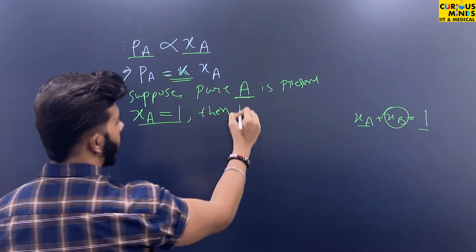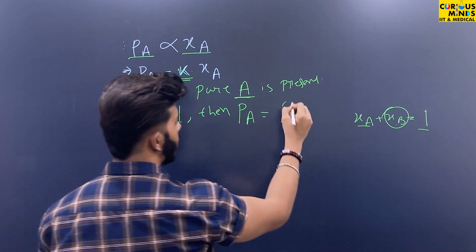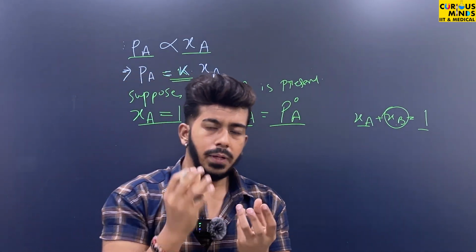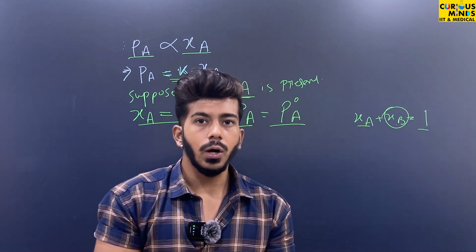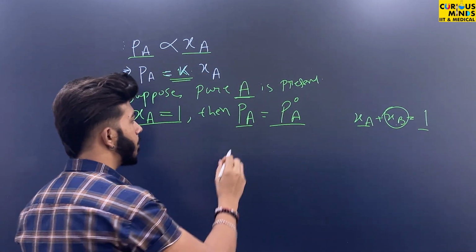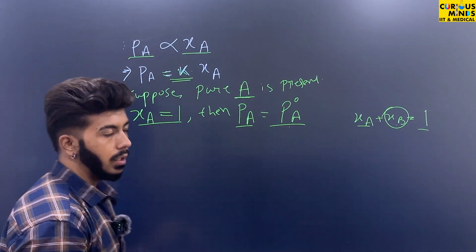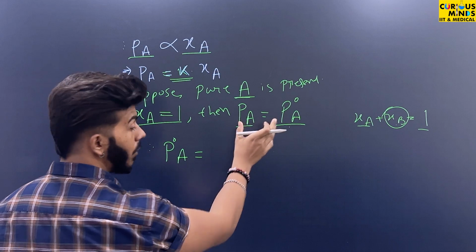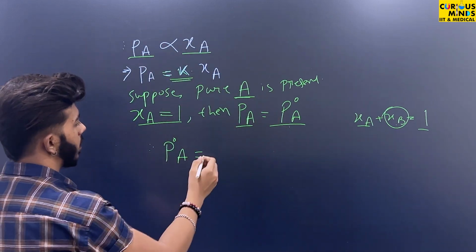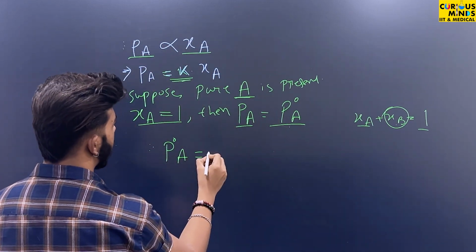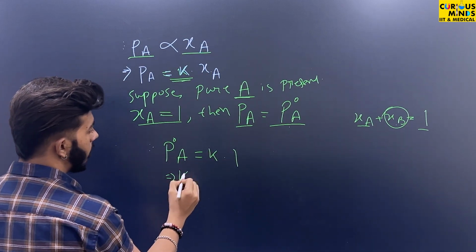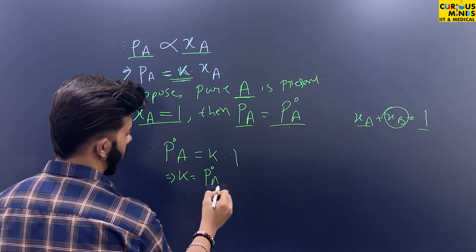Then we can write PA will be equal to P not A. That means whatever the vapor pressure of A will be, it will be the pure vapor pressure of A, because only A is there. So PA will be equal to P not A. Therefore we can write P not A equals, we are plugging in these values in this equation. So what will be in place of K? This K will be, into X A which is 1. So that means the value of K has come as P not A.